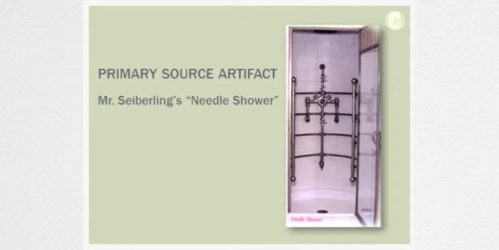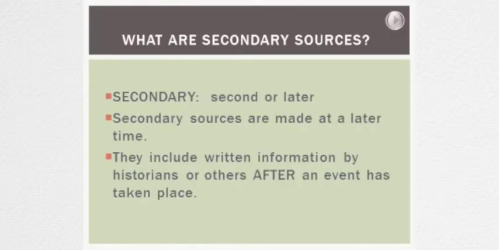Now I'm going to explain what secondary sources are and also show you some examples. Secondary, like the word, means second or later. So secondary sources are made at a later date and include written information by historians or others after an event has taken place.